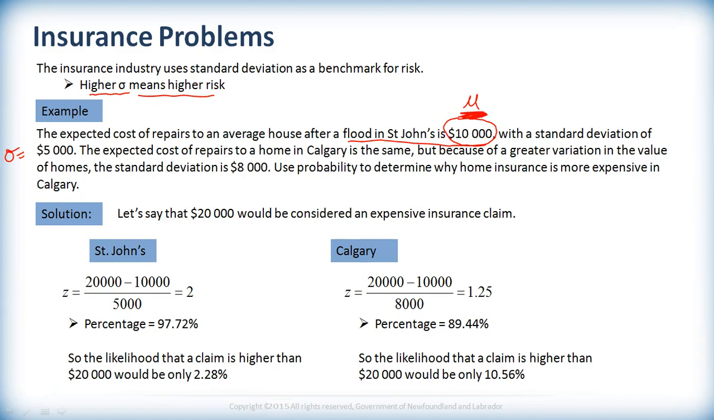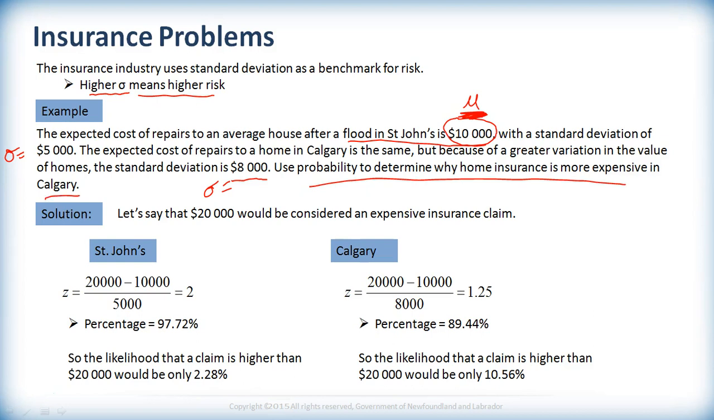So the expected cost of repairs to a home in Calgary is the same. So mu is the same, but there's a greater variation in the value of homes. So homes are either way more expensive or way cheaper. They're just not as consistent. So the standard deviation is $8,000. So they vary a little more significantly, probably because they're way more expensive in Calgary, or they just have a lot more variability. So use probability to determine why home insurance is more expensive in Calgary.